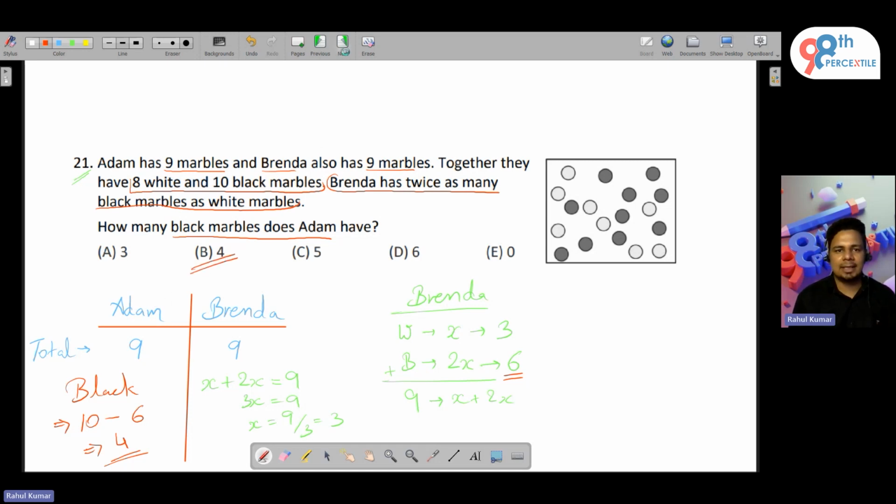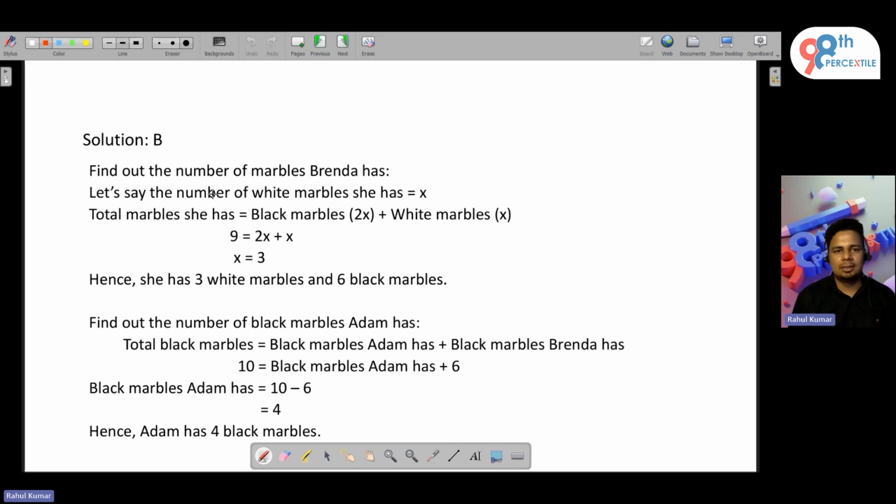Let's understand this in detail. You can see the number of marbles Brenda has is 9, out of which black is 2x and white is x. When we solve it, we get the value of x as 3, which means 3 white marbles and 6 black marbles. Out of the 10 black marbles, 6 are with Brenda, so Adam has only 4. So Adam has 4 black marbles. Okay, let's see the next question.